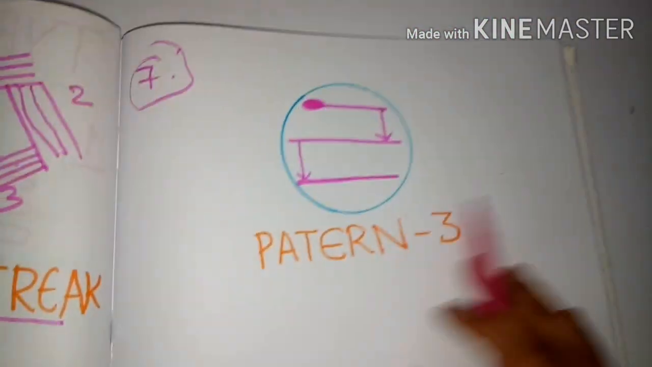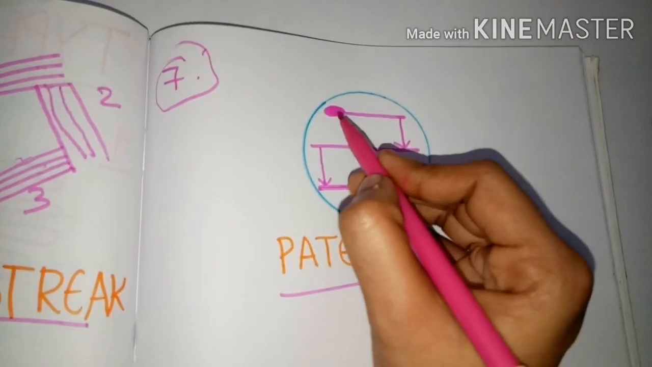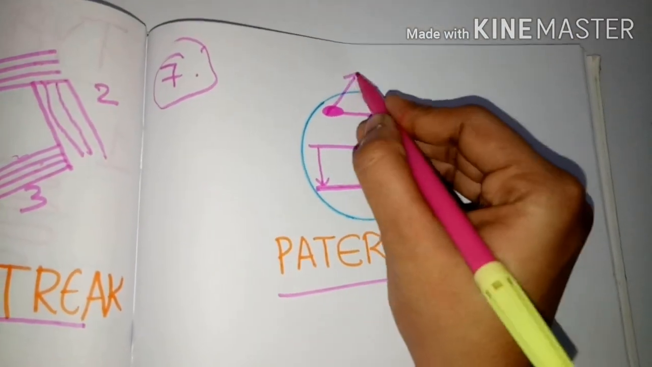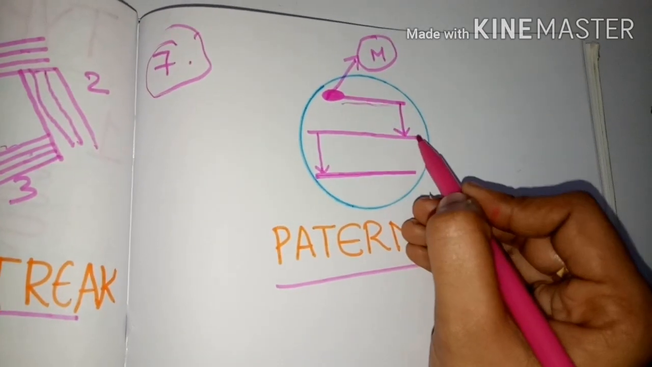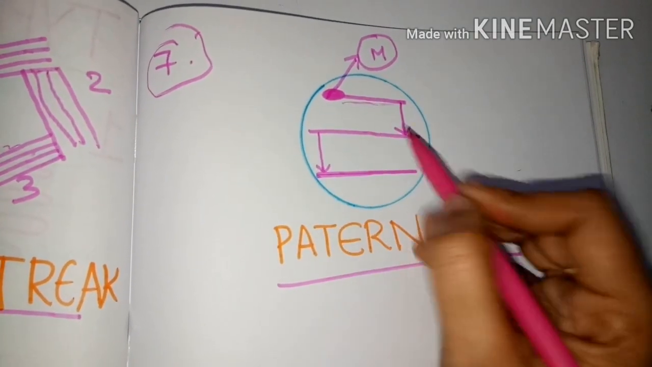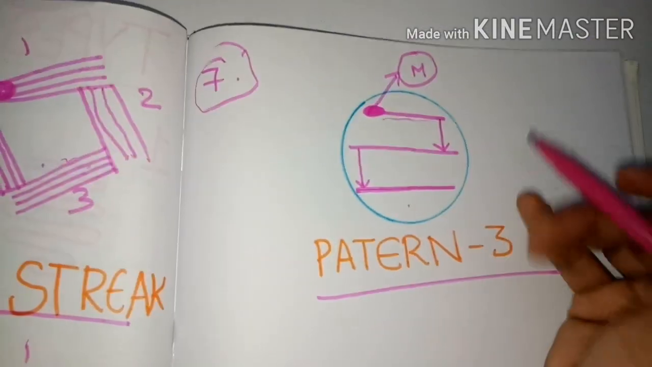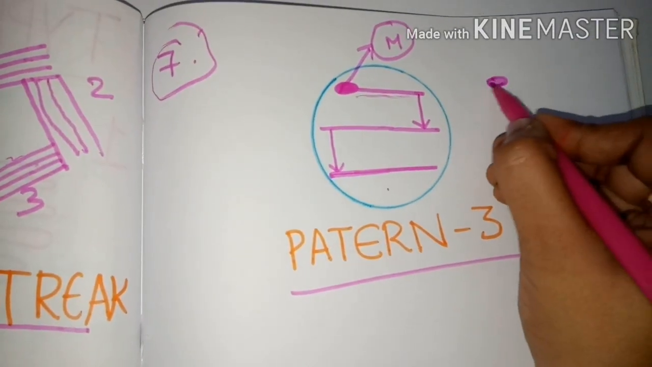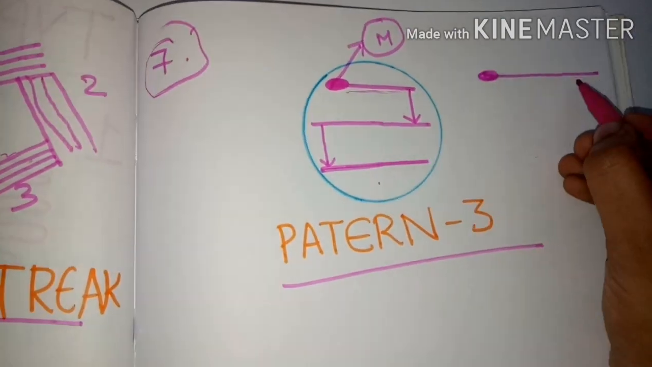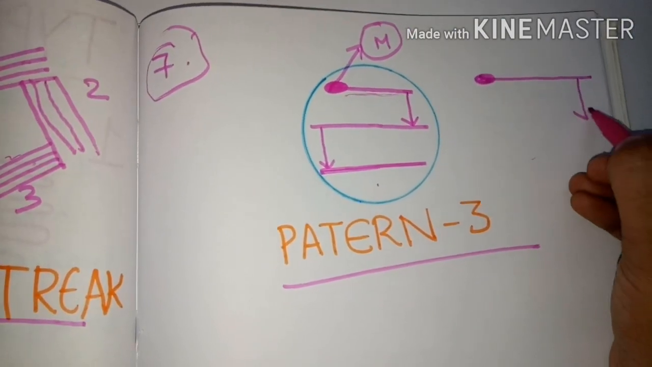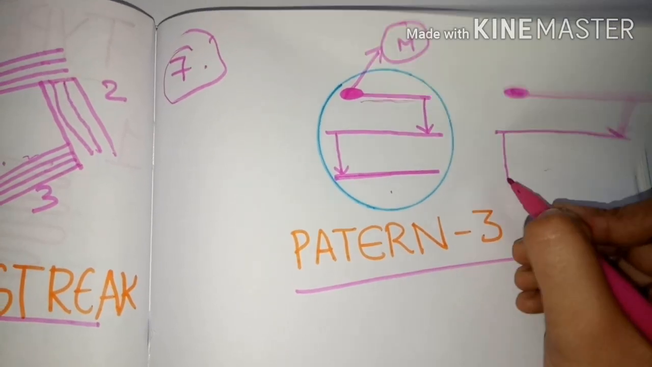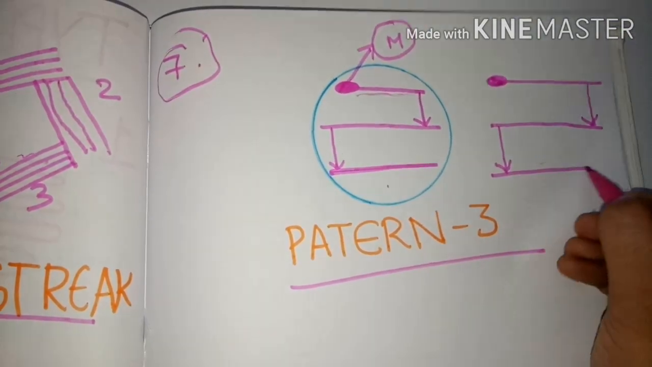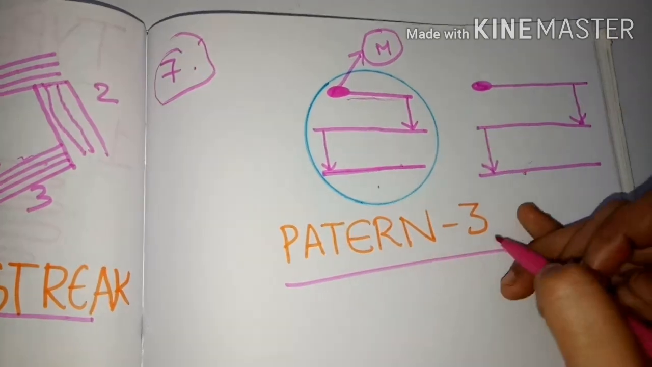Let's see the seventh one, the pattern three streaking. Here we are going to place the mother culture as usual. From that we are going to streak in a straight way. From that, downward, in the opposite direction, straight, to the left also. Like this we are going to streak on the agar plate. The arrow shows the direction to draw the streak on the agar plate. In this way we are going to streak in the pattern three type of streaking.